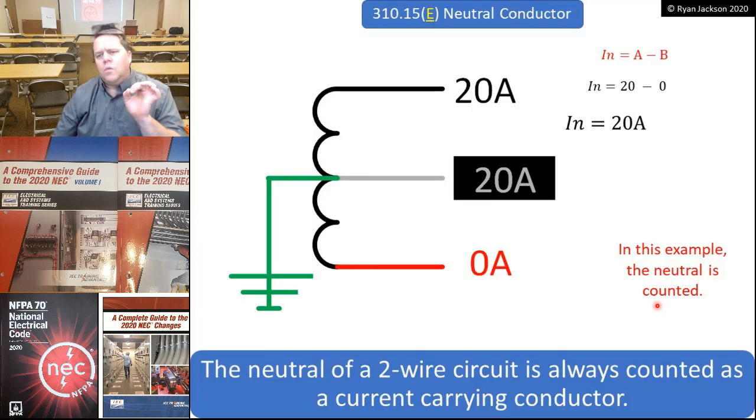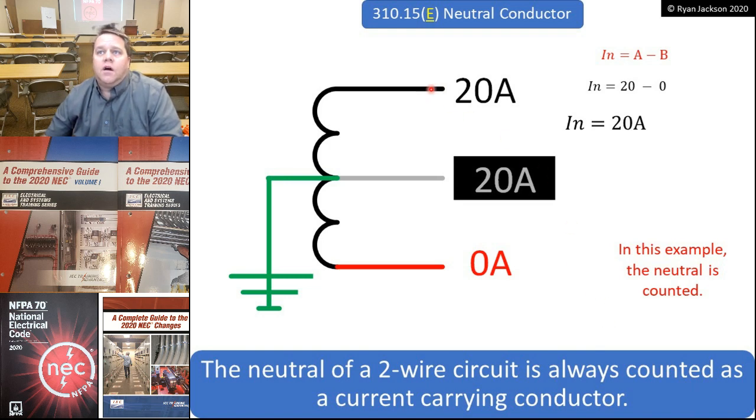All right, so when is a conductor a current carrying conductor? And really, it's mainly a discussion of neutral conductors. So I go to 310.15(E), and I think in previous versions that was 310.15(B)(5). It says that the neutral conductor of a 2-wire circuit is always counted as a current carrying conductor. Matter of fact, it doesn't say that. I'm saying it because it's a fact.